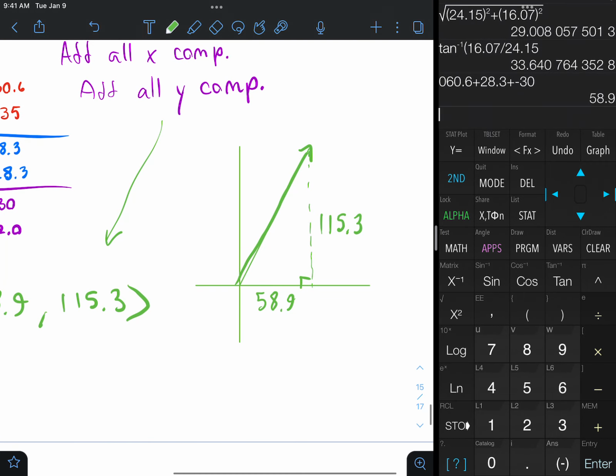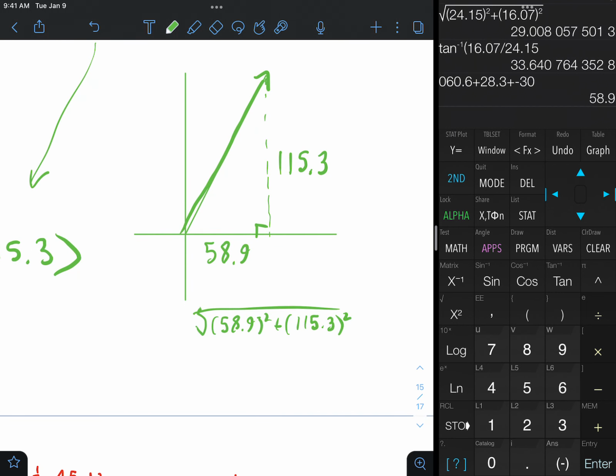So use your magnitude formula, which will be 58.9 squared, plus 115.3 squared, and then square root that. Unfortunately, I can't see that in my notes. I'm going to have to type it out.